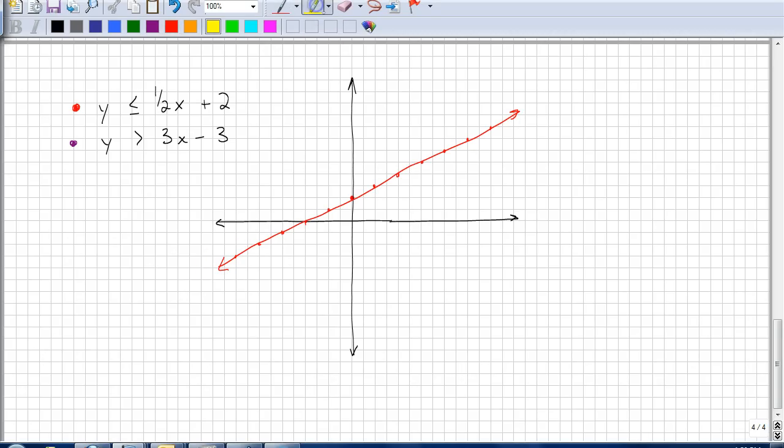Next thing you ask yourself from yesterday is, do I shade above or below it? Remember, you can use the point 0, 0, or what I just mentioned, the fact that it's a less than means that we're going to shade below the line. So we would shade everything below the line here.